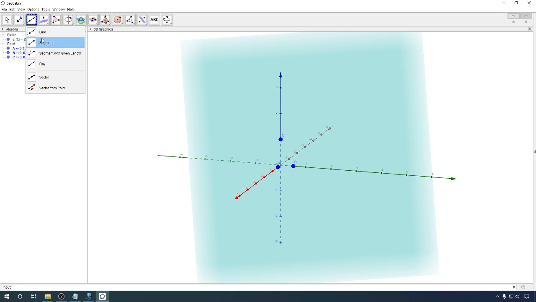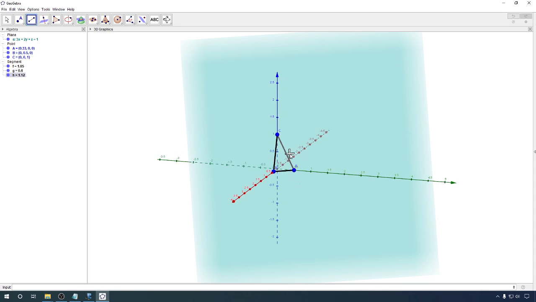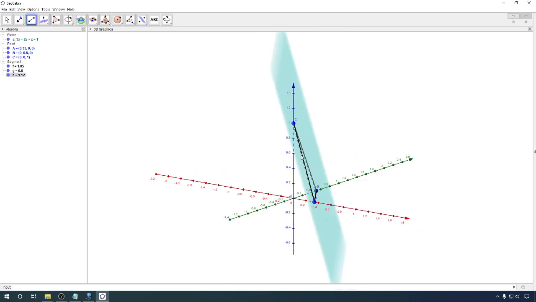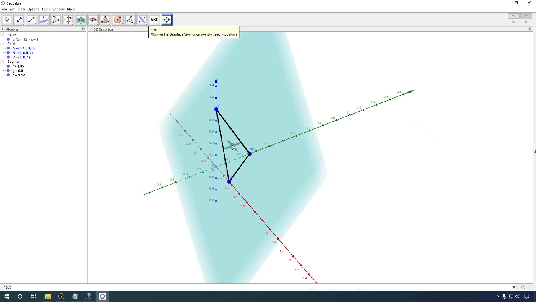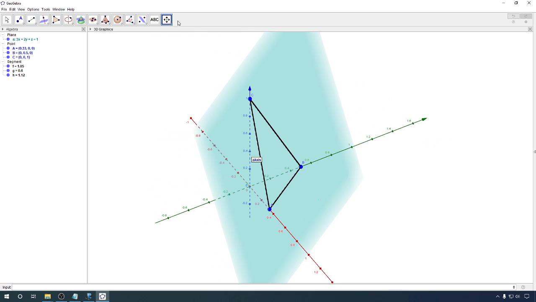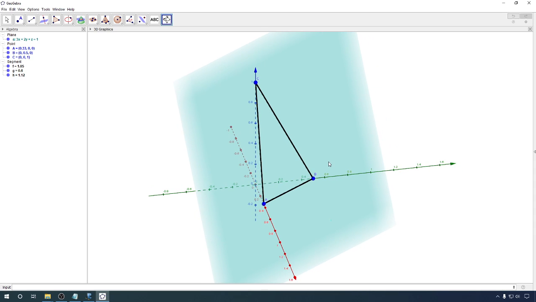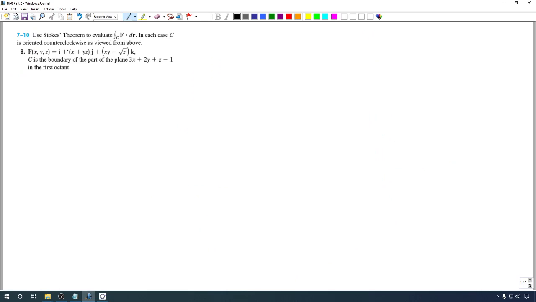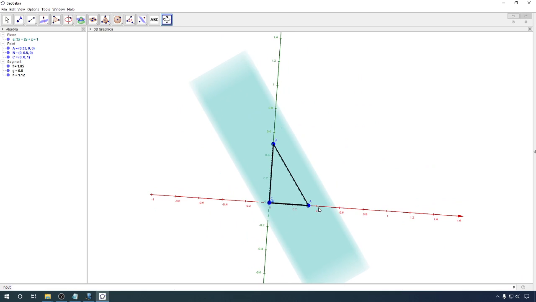If we go ahead and connect those points, we end up getting our curve. There you go. That's our curve that we want to integrate over. Now they did state here that they want us to do it in a particular direction. In this case, we want C to be oriented counterclockwise as viewed from above. So if we look at it from above, we want to be going from A to B to C to A.